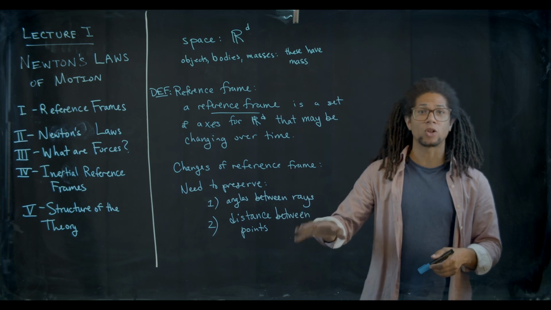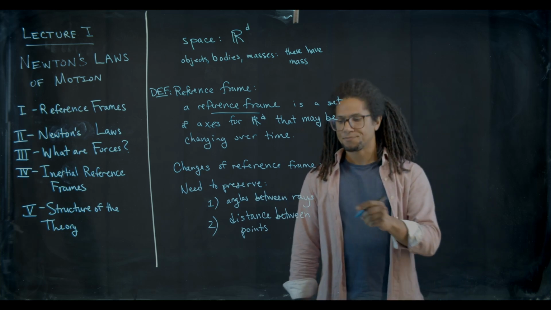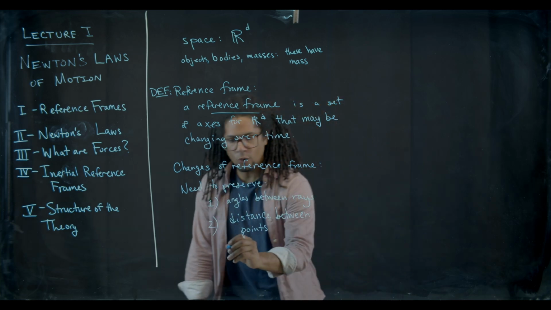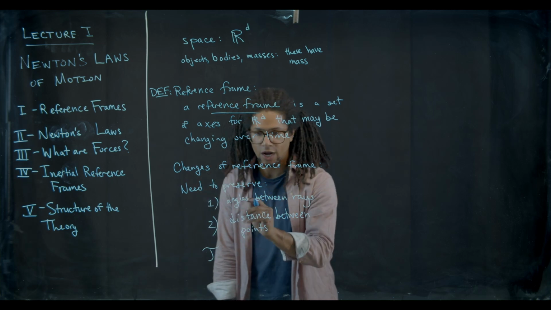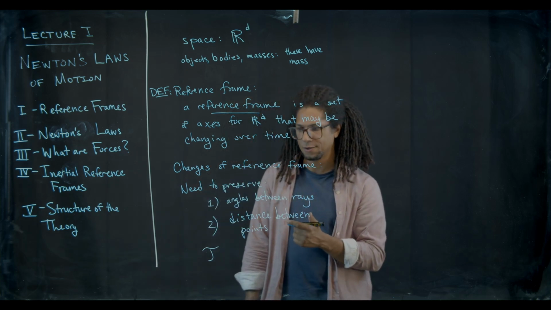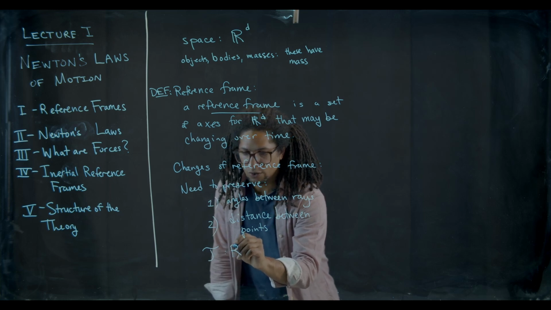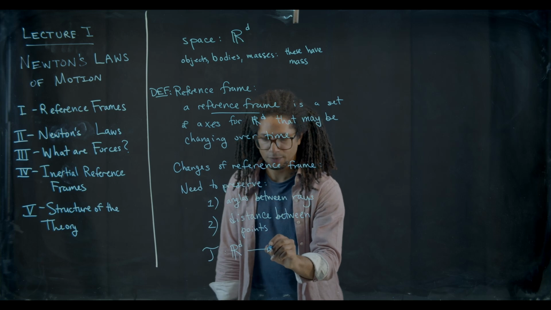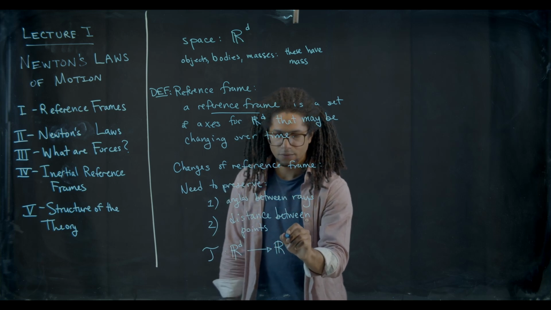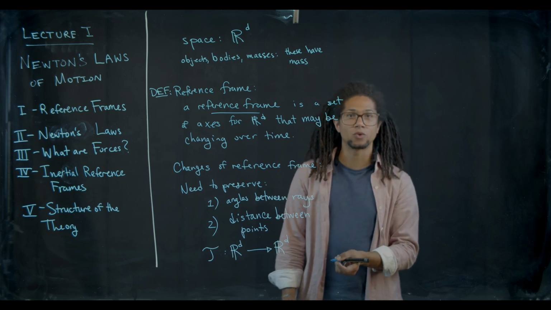So now we've written down a lot of words. Let's try and put some mathematical symbols on the board. All right, so we want a transformation T. So we're going to call our inertial transformation, or our reference frame transformation, T. And T is going to send all the points in R^D to other points in R^D. But it has to satisfy these two properties.